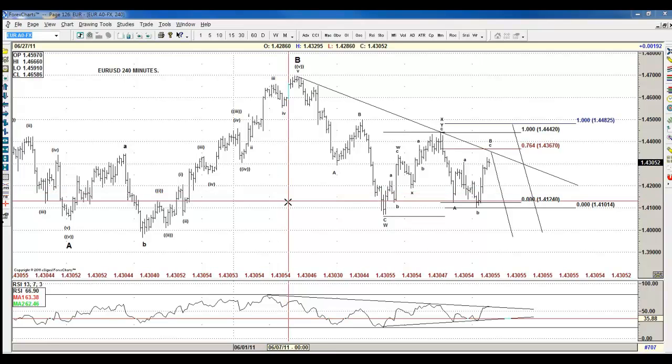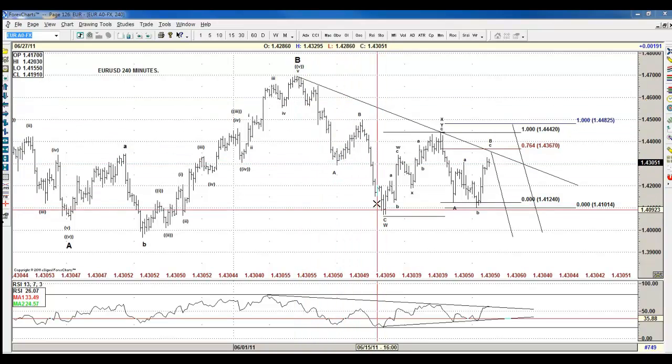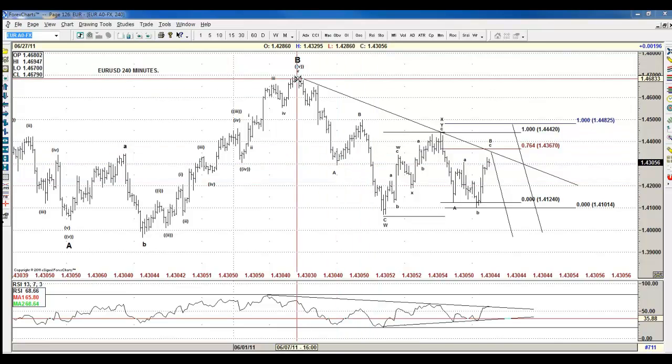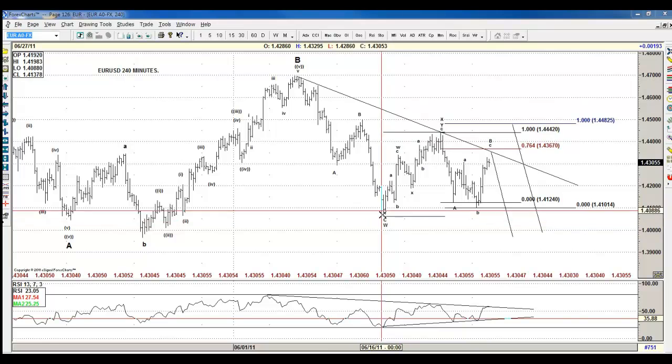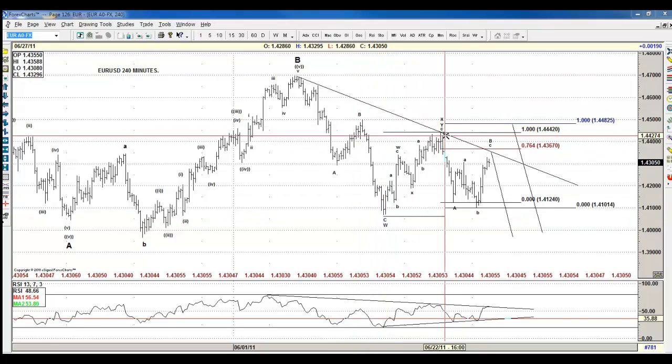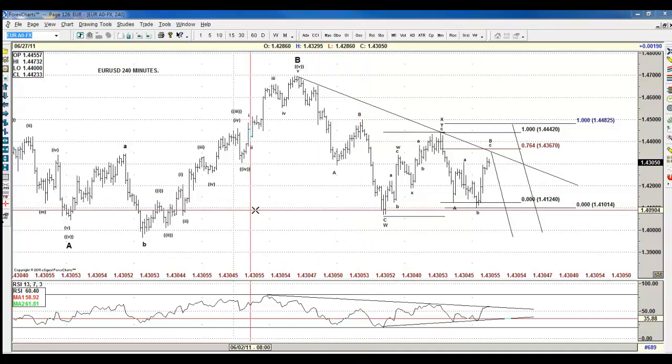As you guys know, I've been bullish in the euro since here. Since I saw this decline and this recovery, you guys know that I was bullish on the euro. Now, what can we expect?